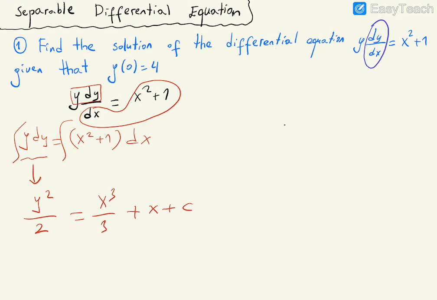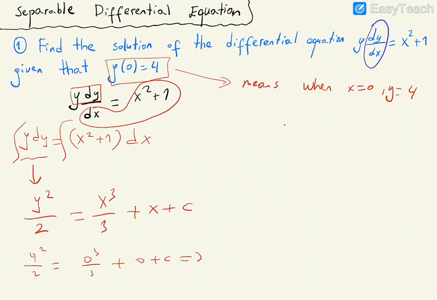Okay, so I have my condition y(0) = 4. It means when x equals 0, y is 4. So let's just substitute the x and y values into here. So y will be 4 squared over 2 equal to 0 to the power of 3 over 3 plus 0 plus c. From here, what will I get? 16 over 2 is 8. 8 equals 0 plus 0 plus c. Okay, c becomes 8. Nice.